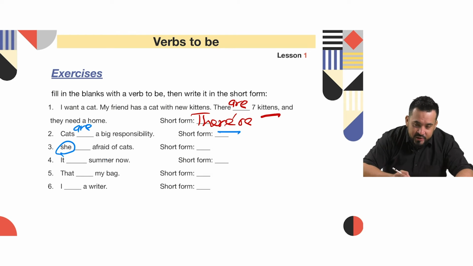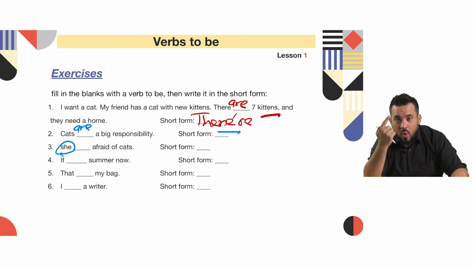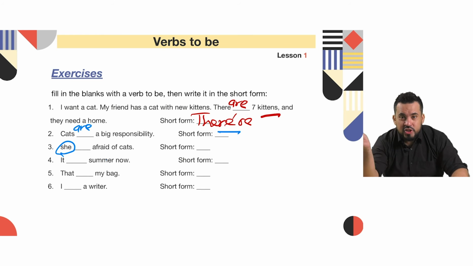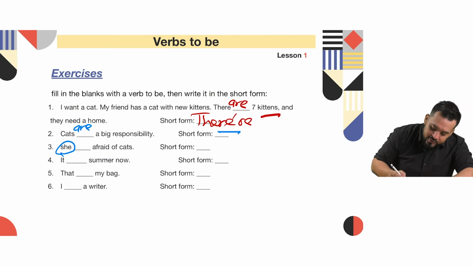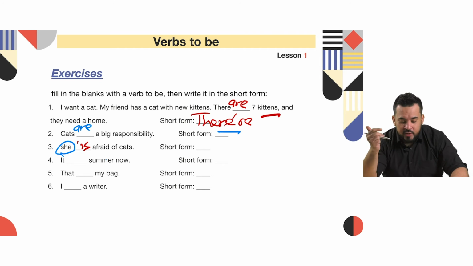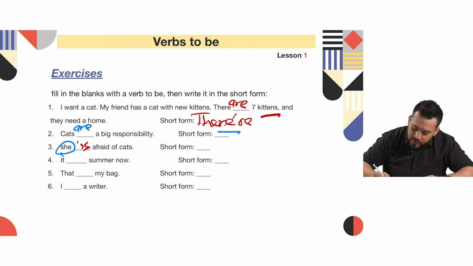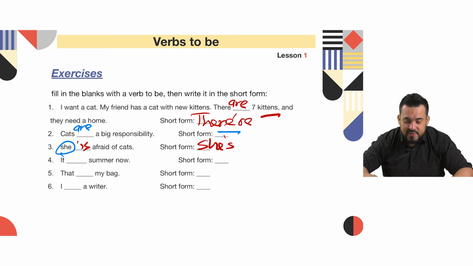She afraid of cats. Now here we have she. How many is she? Is one. One female, she. So yes, that's right. The correct answer here is is, because we're talking about one. Singular. She is afraid of cats. What's the short form? Of course, there is a short form because it's she's.